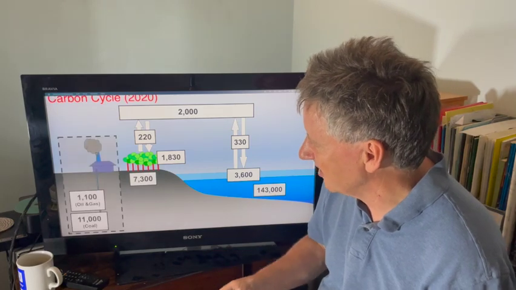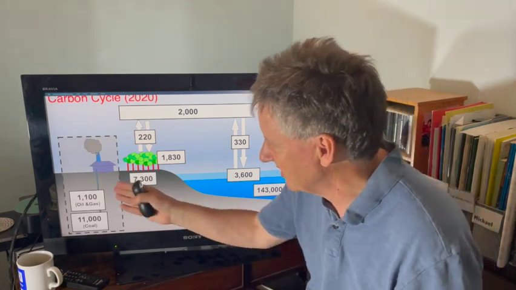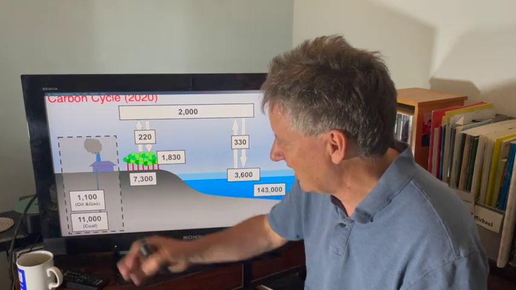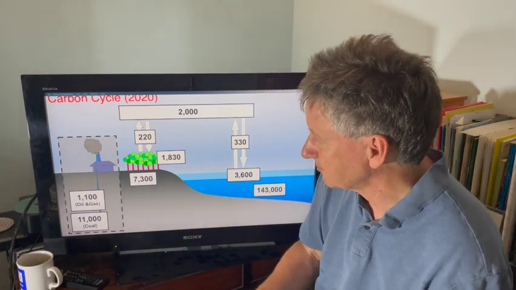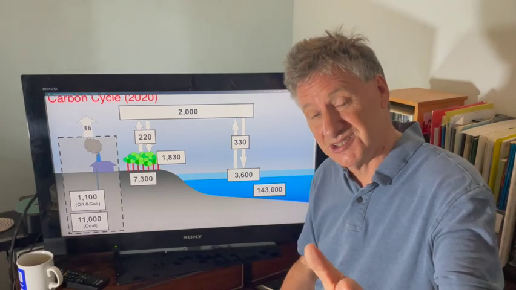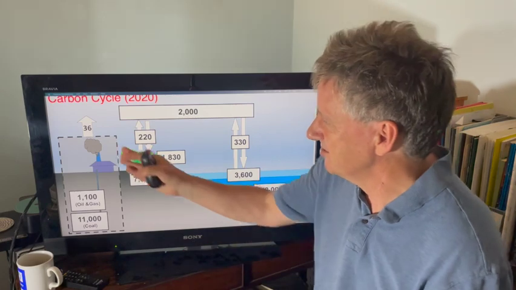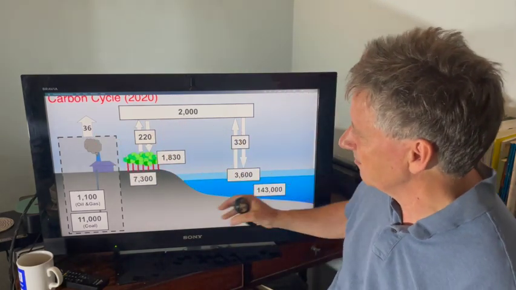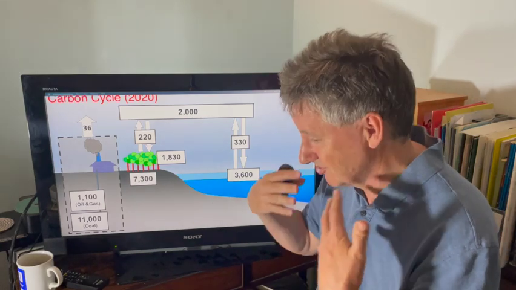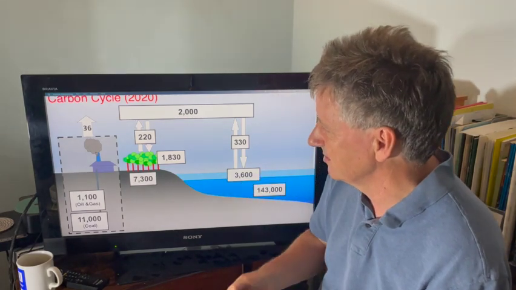So what we have done in the Industrial Revolution is we've gained access to these reservoirs of massive amounts of coal and amounts of oil and gas. And we're tapping into them, and we're emitting 36 billion tons a year. So you can see 36 is smaller than all the numbers on here. It's not negligible, but it's not dominating these numbers.